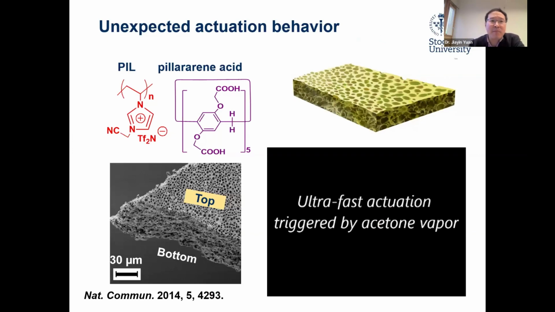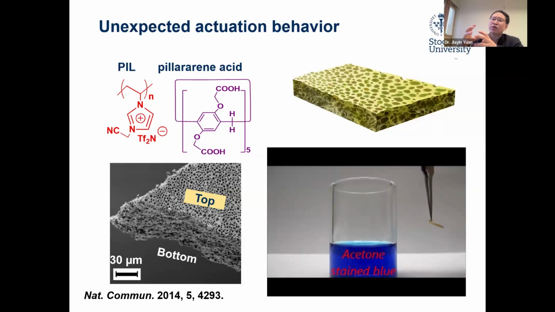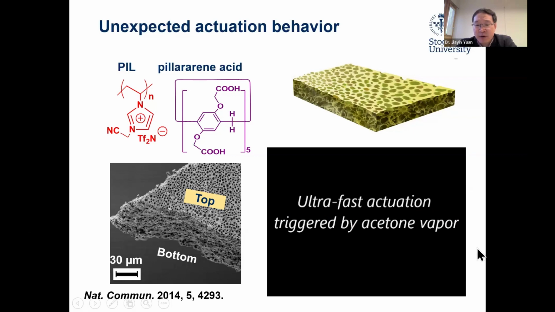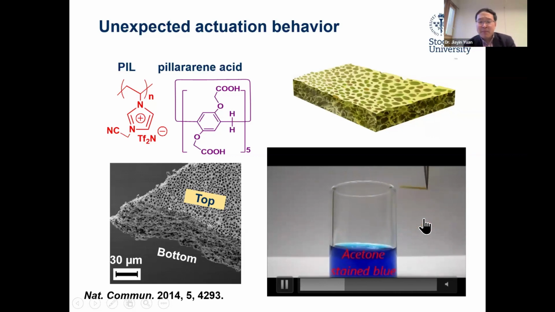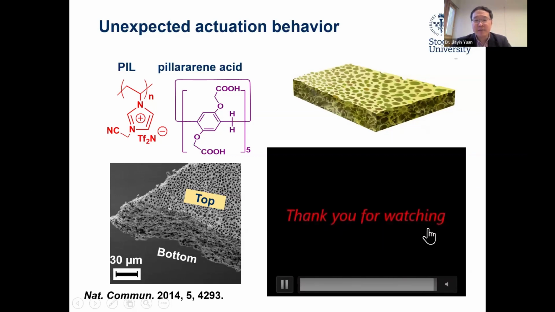We think we understand the membrane formation very well, right? We have two processes. One is the phase separation, creating pores. One is cross-linking, fixing the pores at the nanoscopic scale, right? We think we understand very well. Until the point we find a very unique behavior of the membrane to actuate in the acetone vapor. What we observed here is when you cut the membrane into a stripe and you put it into acetone vapor. Here we stain the acetone with methylene blue, so you can see that very well. In the acetone vapor, the membrane actuates very, very fast.